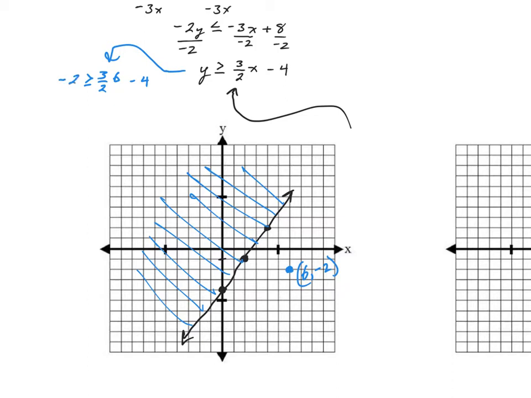-2. Okay. What is 3 halves times 6? It's 9. So you got -2 bigger than or equal to 9 minus 4, and I got -2 bigger than or equal to 5. Is that true? No, it's not true. So therefore, that is not a solution. So 6, -2 is not a solution. Got that?